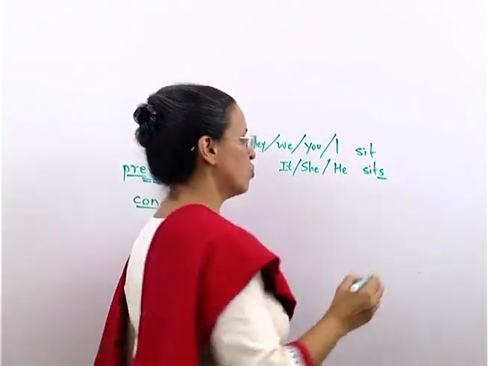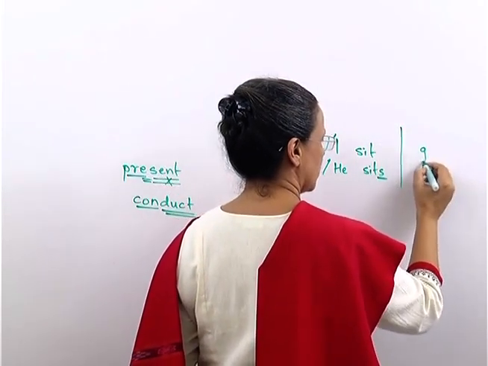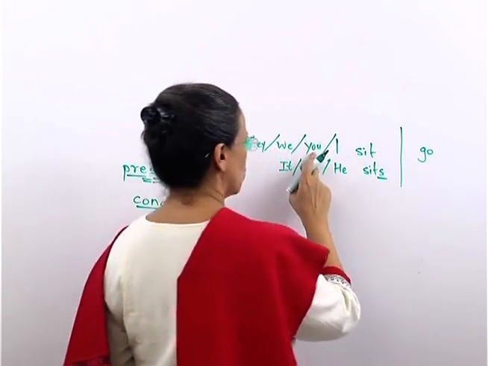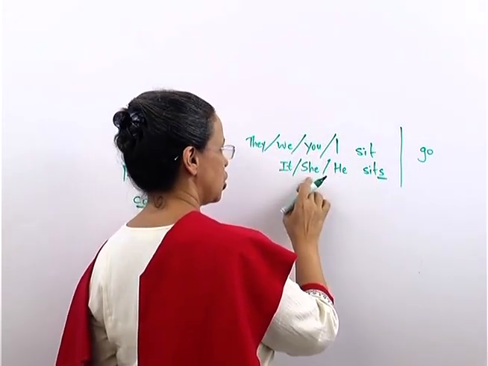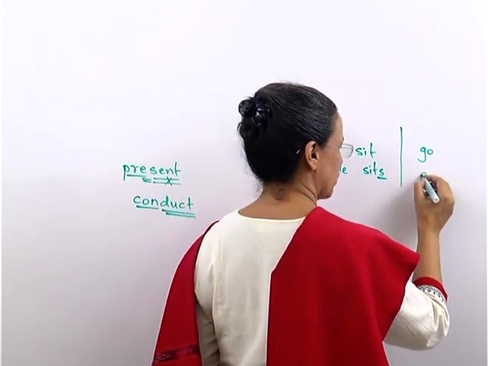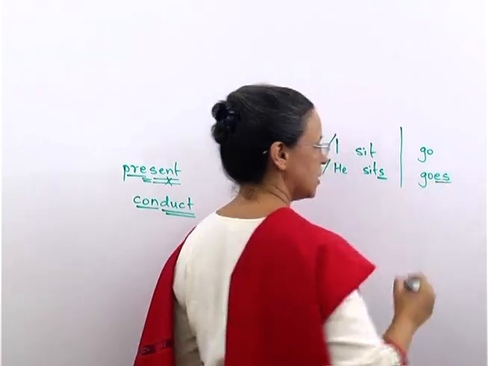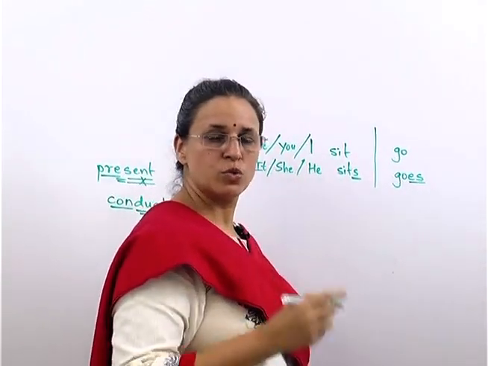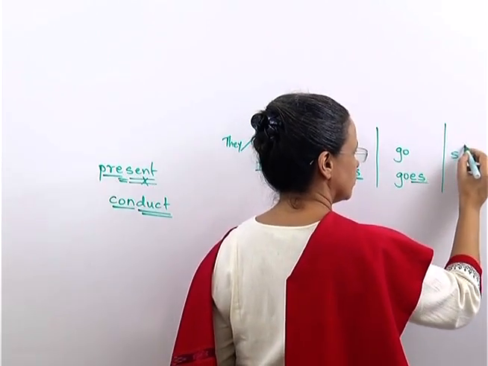But in some verbs it might take es. For example, I go, you go, we go and they go. But he, she and it we will have to write goes. So we have to write this extra es. Verbs which end with y, like for example, study.